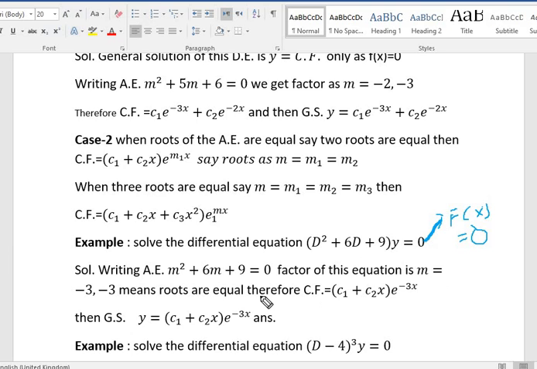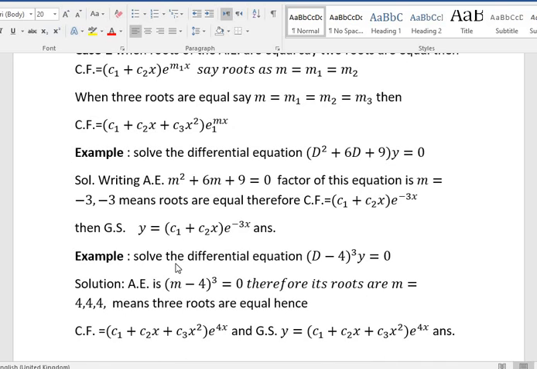Factorize this. When I factorize, we get m equal to minus 3, minus 3. It means roots are equal. How many roots are equal? Two roots are equal. When two roots are equal, then the complementary function is (c1 + c2x) e^(-3x), and the general solution is y equal to the complementary function. This one is the example for case number 2, that is, when two roots of the auxiliary equation are equal, then you can write it like that.